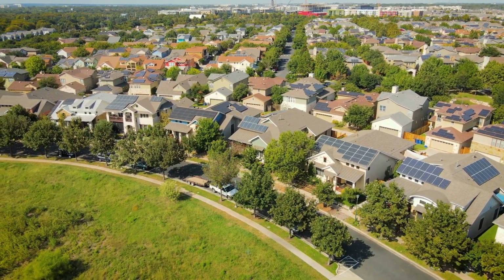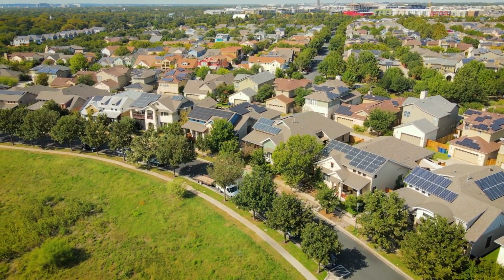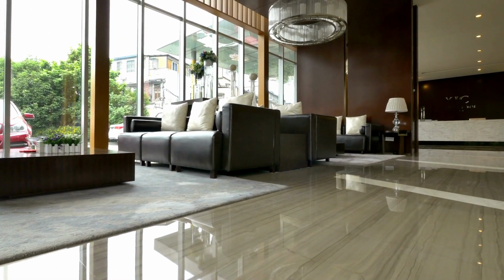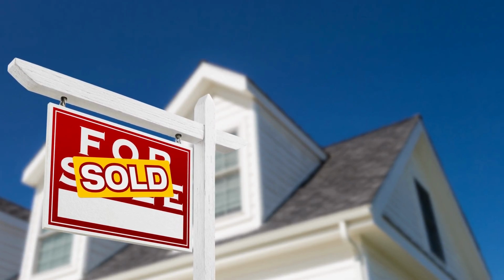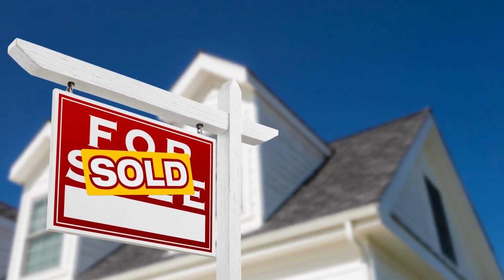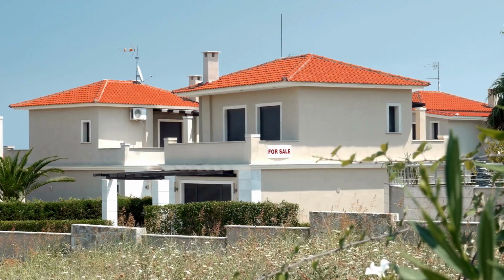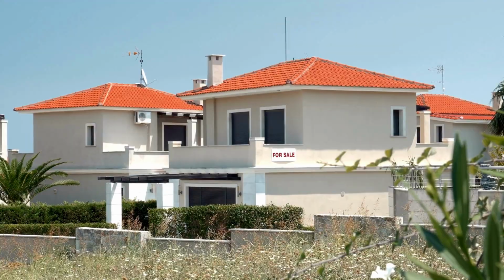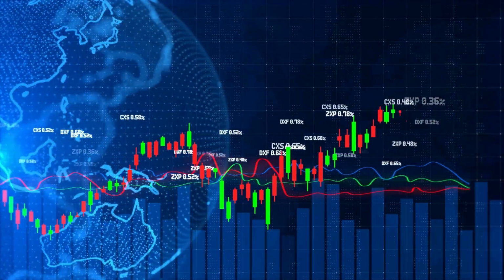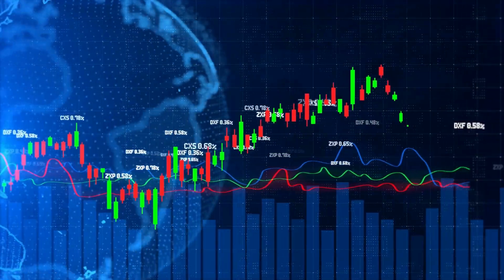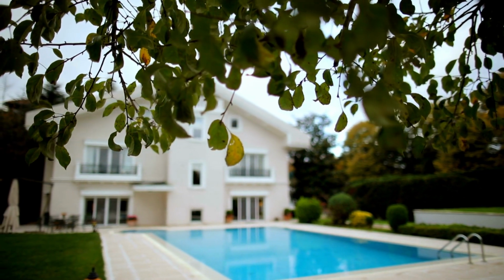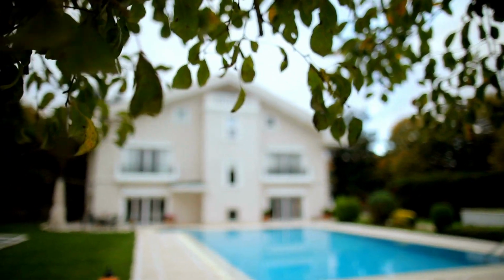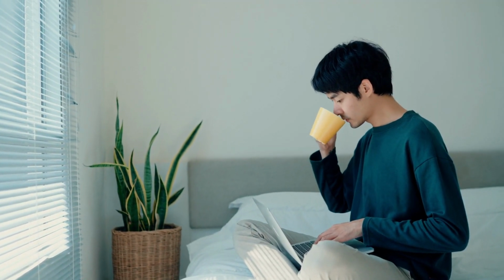The last one on our list is flipping properties. Flipping properties is a strategy where investors buy properties, renovate or improve them, and then sell them for a profit. This approach requires knowledge of the local real estate market, property valuation, and renovation costs. Flipping properties can be lucrative, but it also carries risks. Market fluctuations, unexpected renovation expenses, and holding costs can impact profitability. It's essential to thoroughly research the market, carefully evaluate potential properties, and have a solid renovation plan to maximize returns.